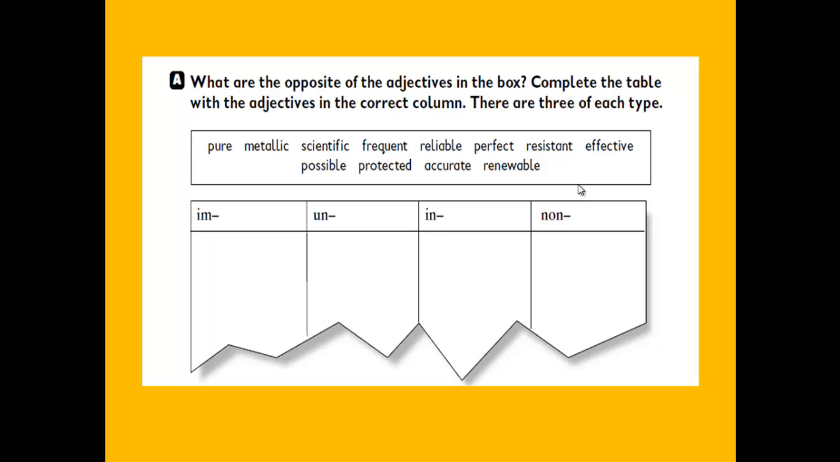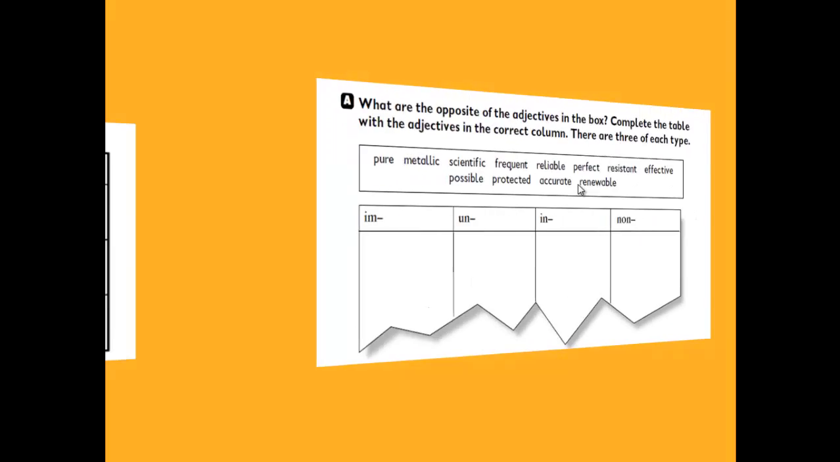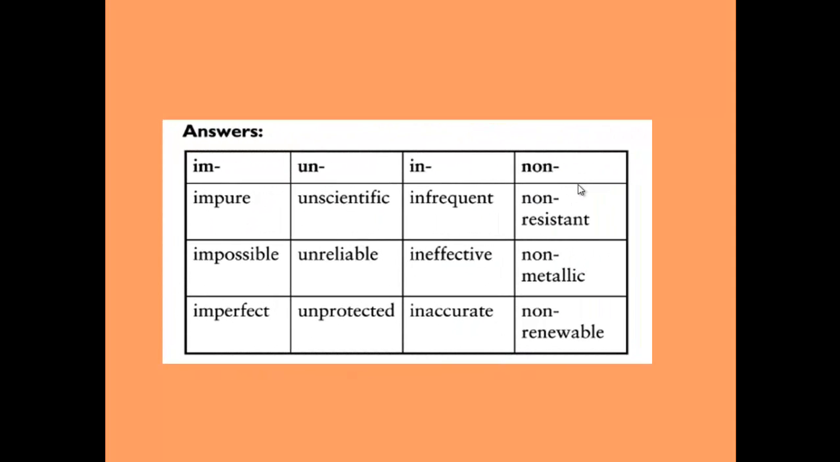And here we have 4 columns. The first one begins with im, then un, after that in, then none. Let's complete the 4 columns with the proper adjectives. Here are the answers. Under the title im, I mean the adjectives that begin with im, we have impure, impossible, and imperfect.